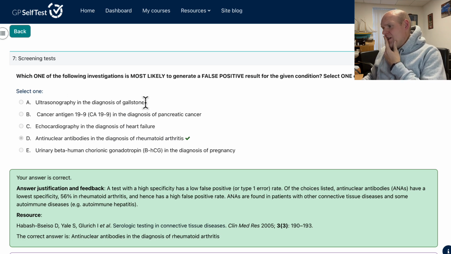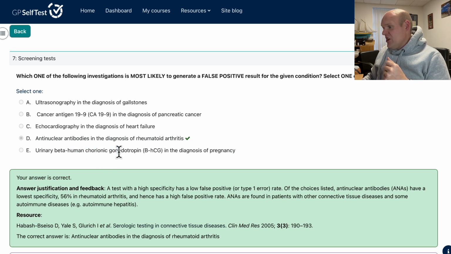So, ultrasonography in diagnosis of gallstones. If it's a radiological image, then you can see it, and so you're going to get the feedback from it. Cancer tests, again, could be. So when I'm looking at this, I'm thinking about most likely to generate a false positive. It's going to be some form of blood test is what I instantly go to. So the ultrasound, the echo, I would instantly know they're fairly diagnostic, and also think about in practice, they're the ones that we do already.